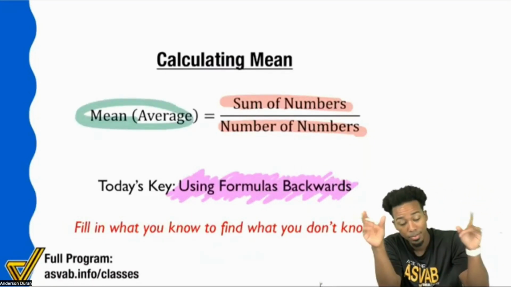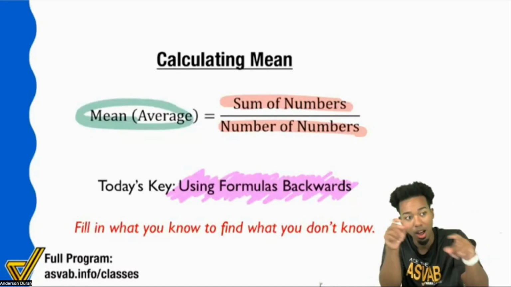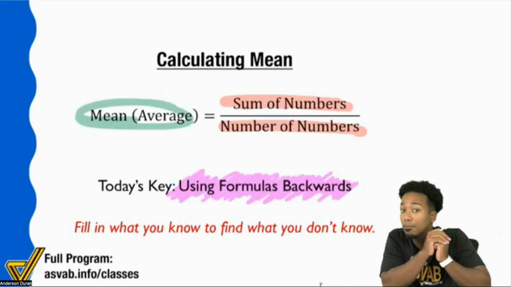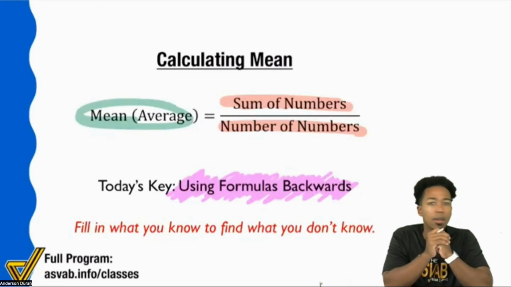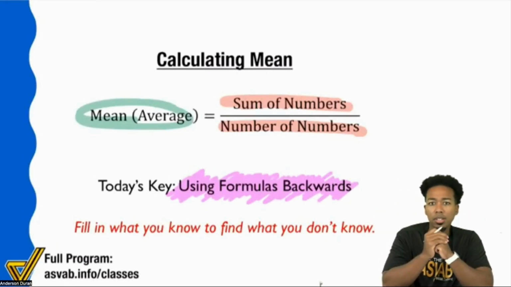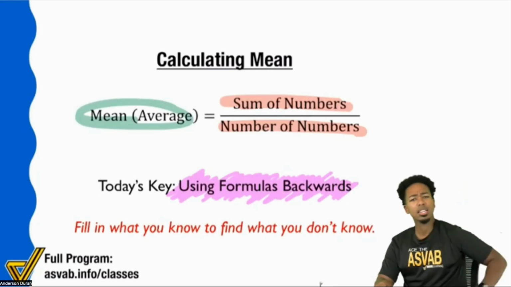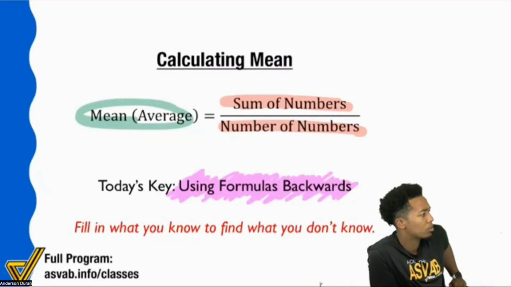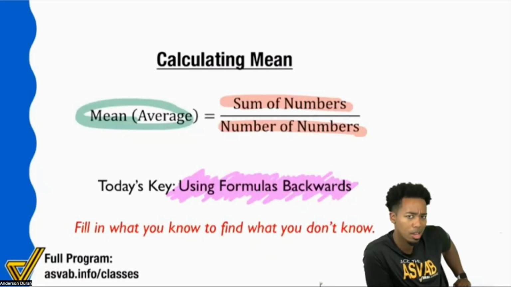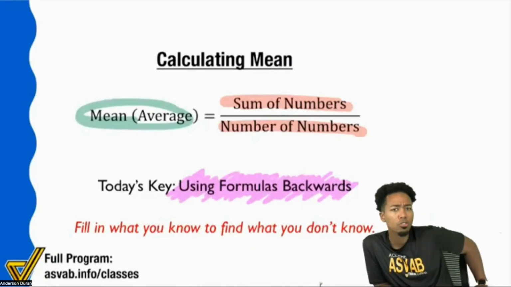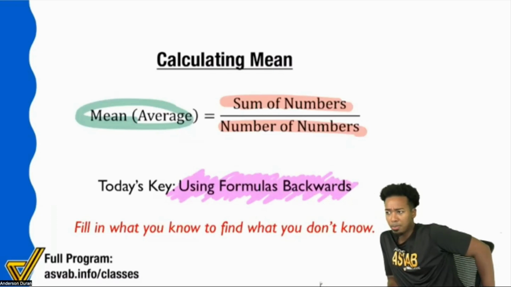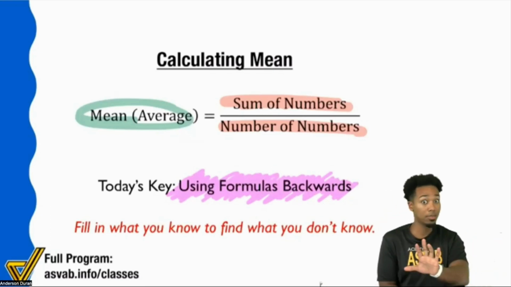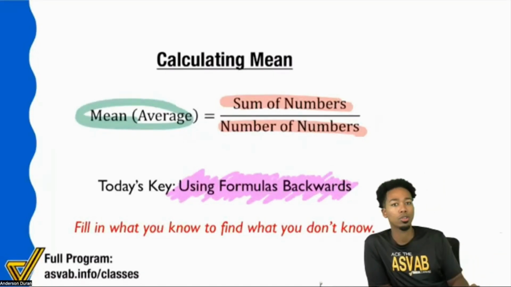Typically, has anyone ever had a problem on the ASVAB or in a practice test where they don't give you all of the numbers? They'll give you all of them except for one, and they'll give you the average. They'll say, hey, this year, Dylan scored an average of 15 points a game in his senior year of basketball. He played 10 games, and here are 9 of the scores. We're not going to give you the 10th game. We're going to give you 9 of the scores and his average.